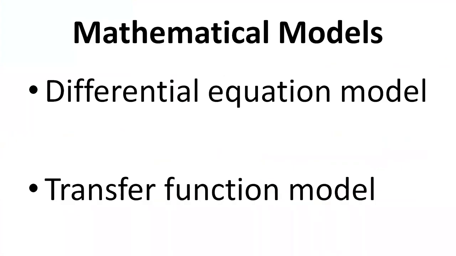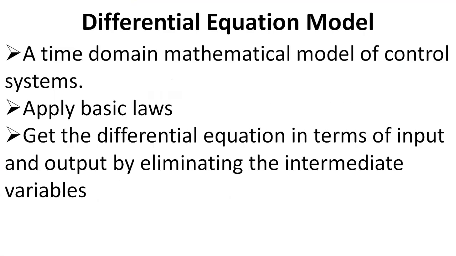So these mathematical models are mostly used by two methods. One is the differential equation model and the other is the transfer function model. Let's see the differential equation model, which is a time domain mathematical model of control systems. We normally follow these two steps. The first one is applying the basic laws, basic electrical laws, to a given control system, and then getting the differential equation in terms of input and output by eliminating the intermediate variables.